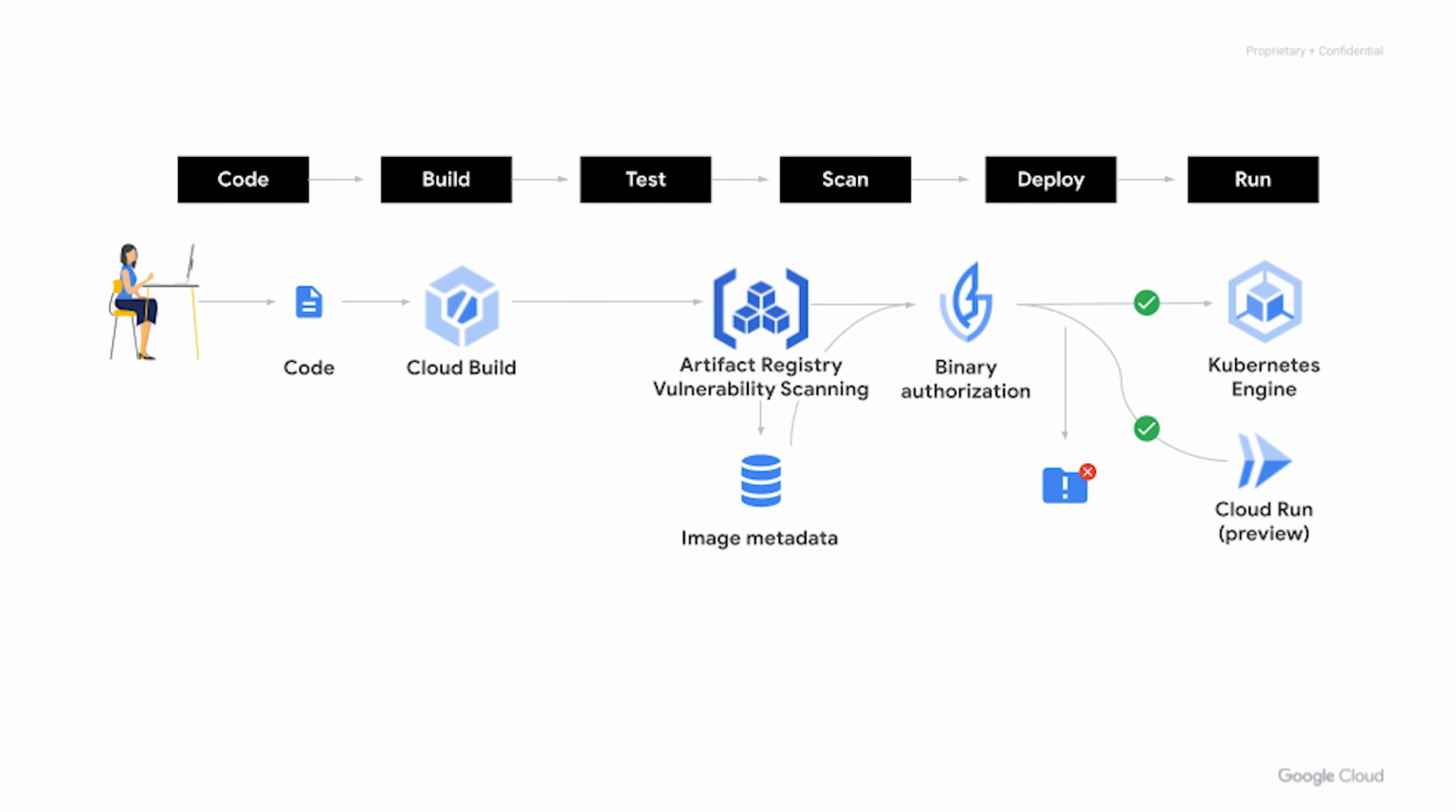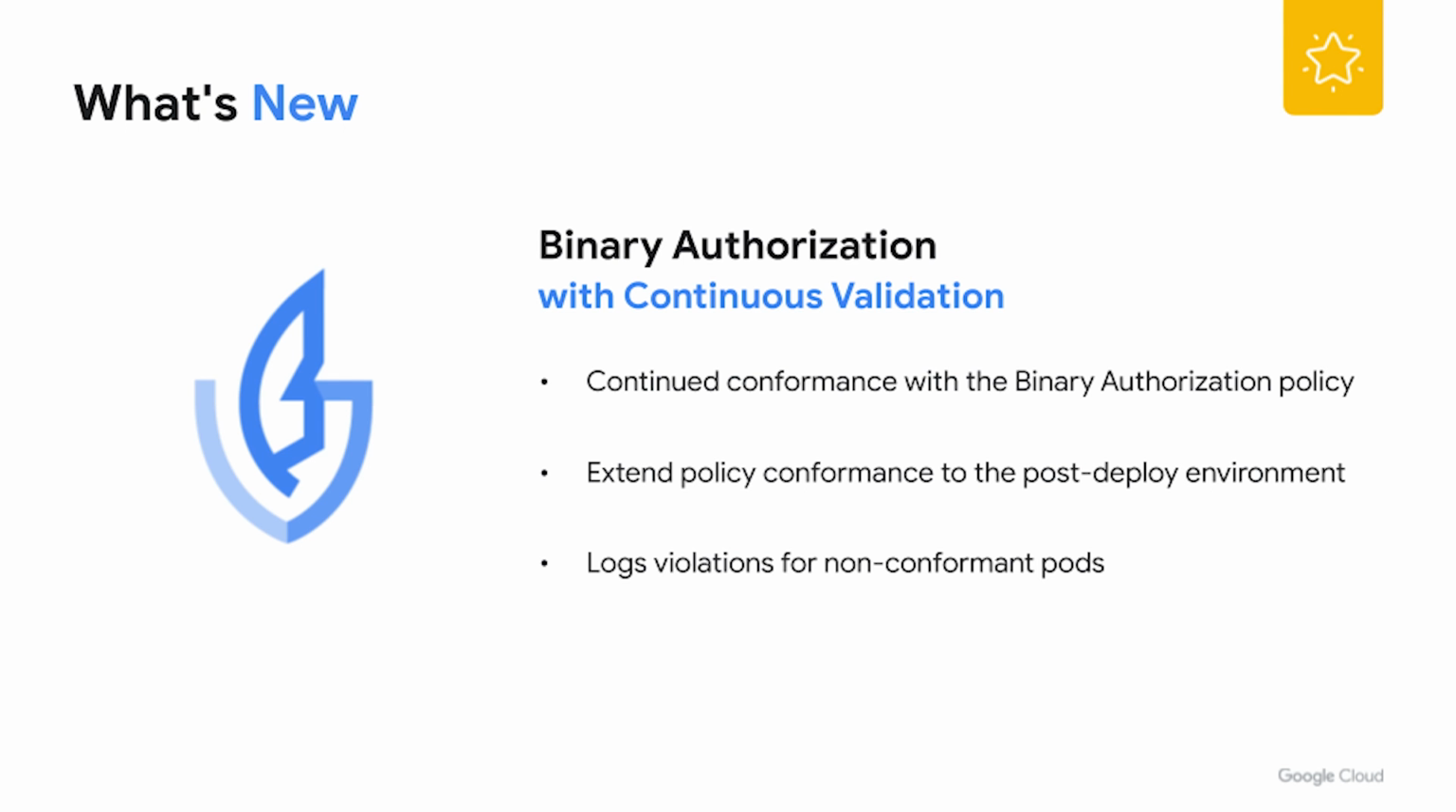Verification doesn't stop at deployment. Today, I'm also happy to announce binary authorization now supports continuous validation. This allows for continued conformance to the defined policy, even post-deployment. So, if a running application falls out of conformance with an existing or newly added policy, an alert is created and logged. That was a bird's eye view of the current supply chain capabilities of Google Cloud.